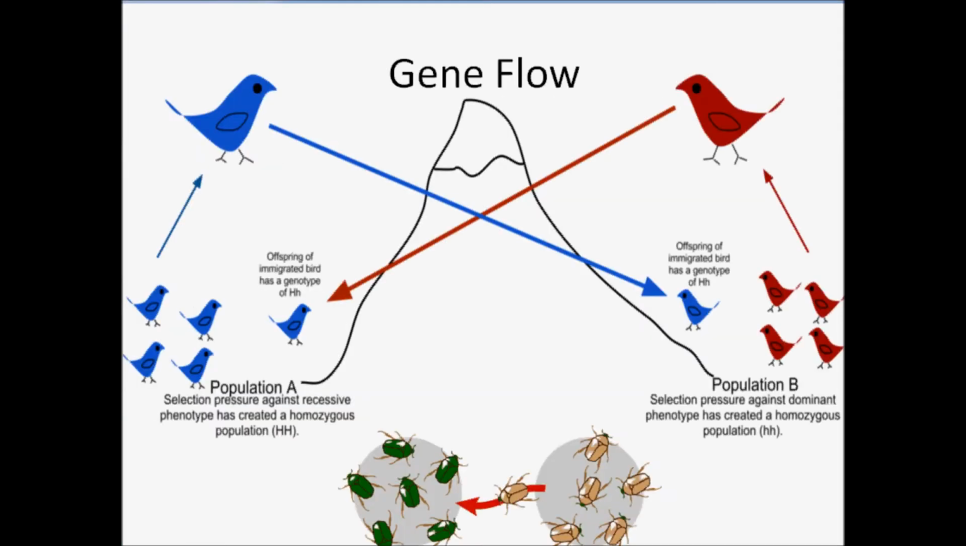The picture shows us a red bird and a blue bird on opposite sides of the mountain. The blue bird decides to go to the red side, which is population B, and the red bird is in population A. Also, you can see at the bottom the beetles migrating, which is also gene flow. They have different genetic materials moving from one population to another.